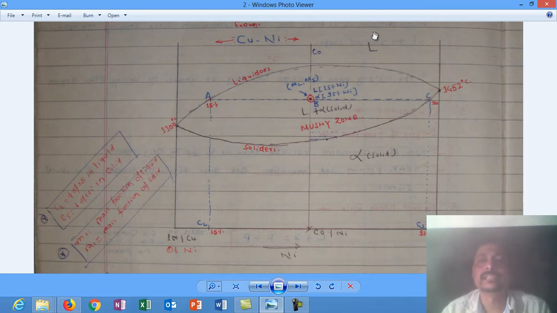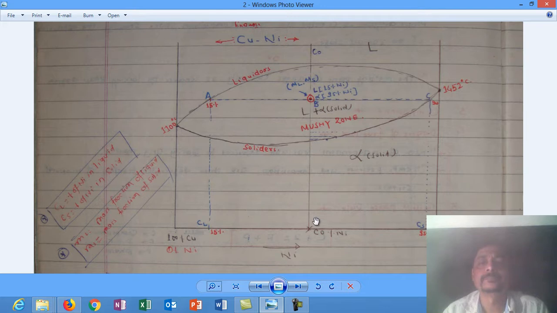Therefore this is the liquid zone, this is the liquid plus alpha zone, that is the liquid plus solid zone. This is called the mushy zone and this is the solid zone. So the liquidus separates liquid from the mushy zone, and the solidus separates solid from the mushy zone. This is the third important point we need to understand.